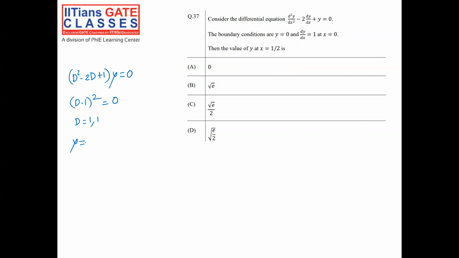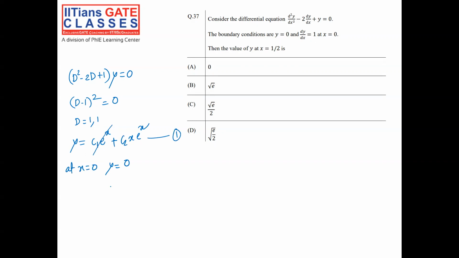So the solution of this equation would be CF itself, and it is C1 e to the power x plus C2x e to the power x. Let's call it as equation number 1. They have given us the initial conditions also, boundary conditions. At x is equal to 0, y is equal to 0. So we can put into equation 1, we'll get 0 equal to C1 plus 0. So C1 is 0. Okay, so this part will go.